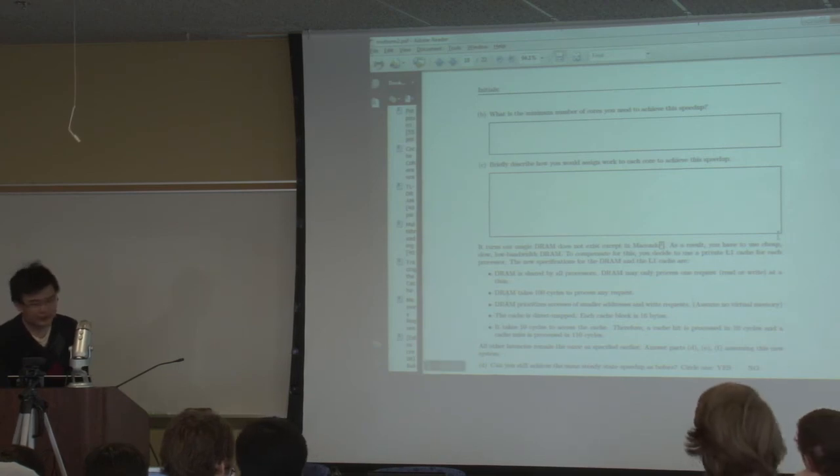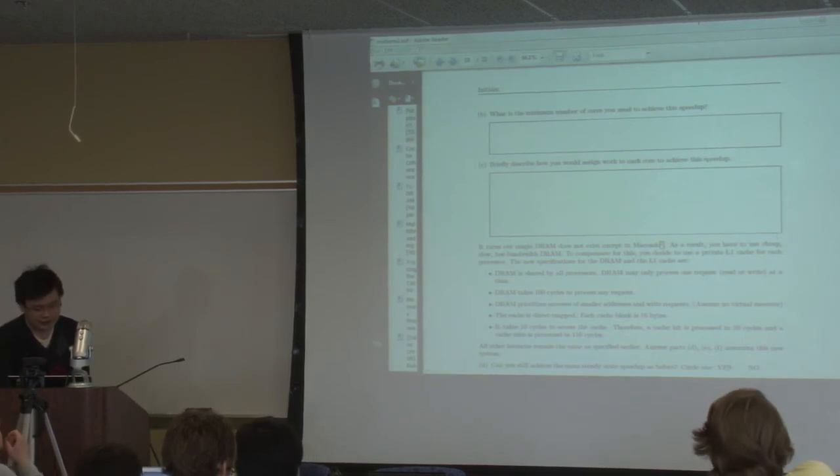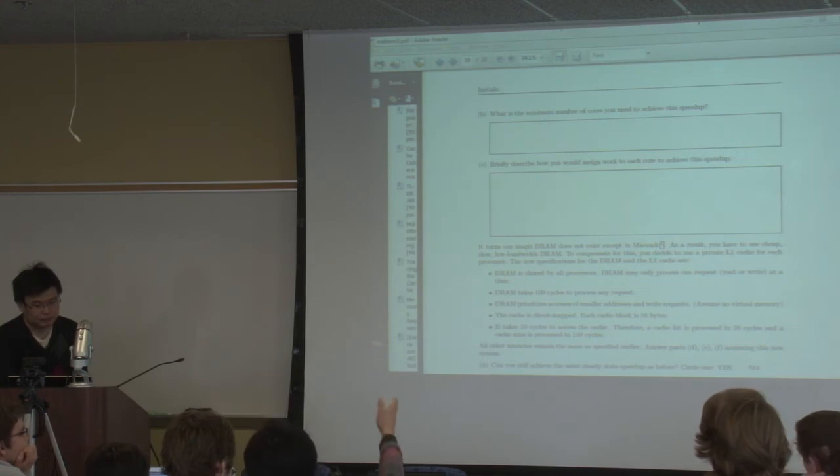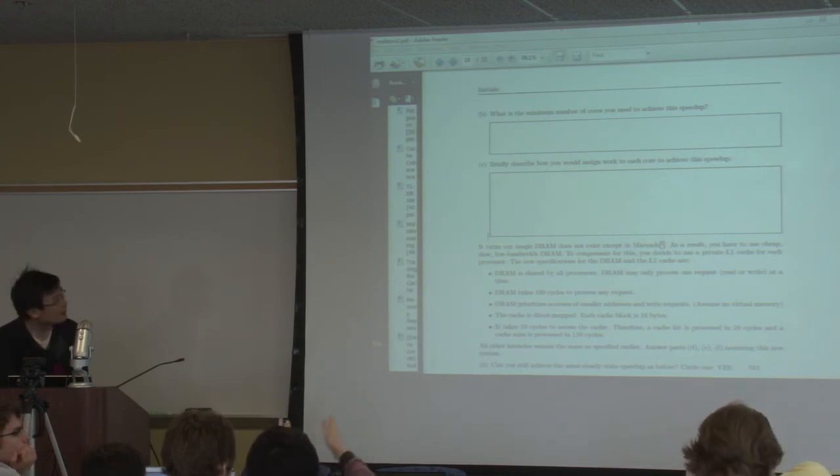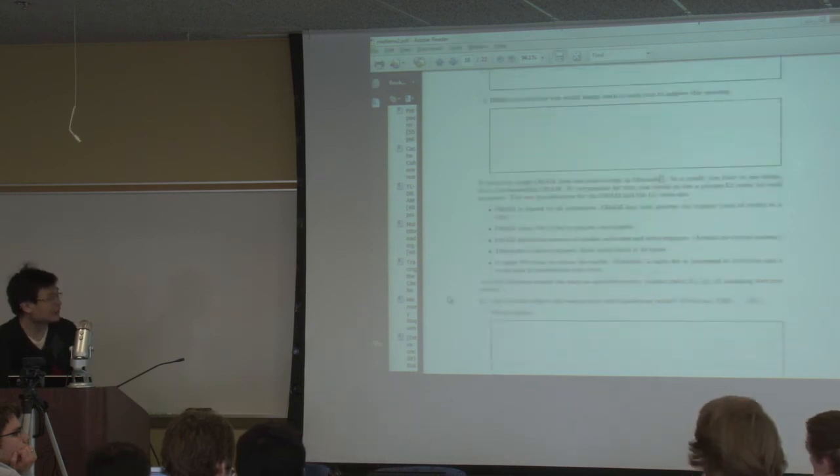And briefly describe how you design it. Basically, each core would be assigned an I mod 12. Yes. And step by 12. Right.